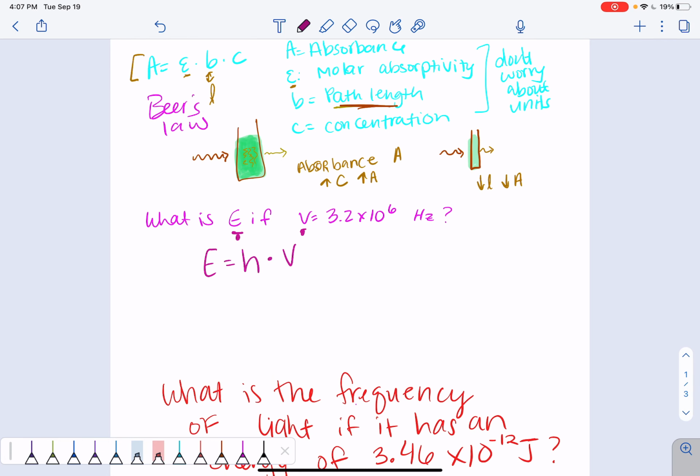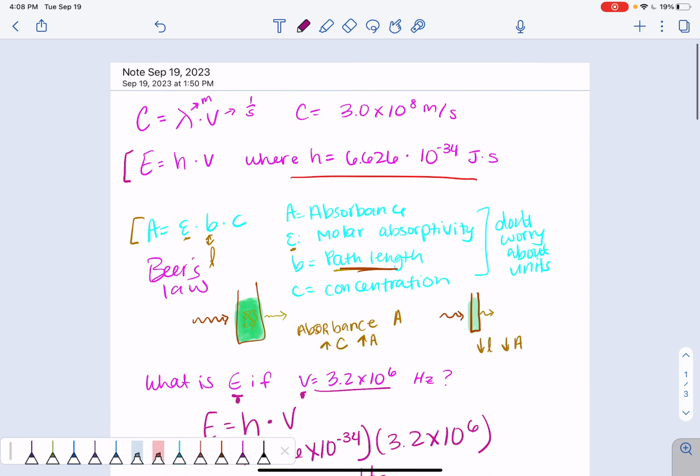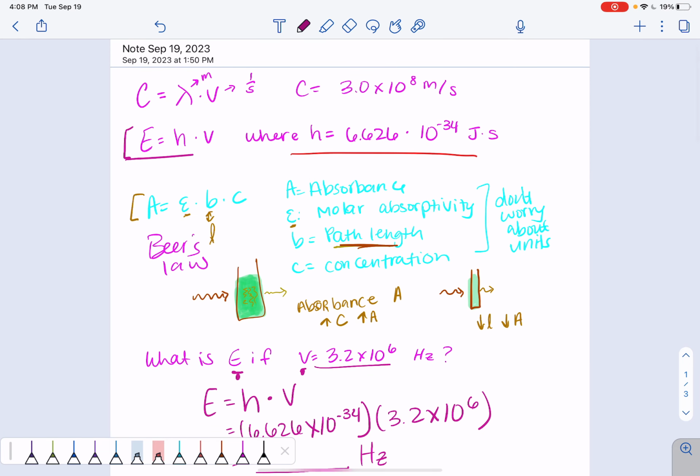All right, let's look at this one. What is the frequency of the light if it has an energy of 3.46 times 10 to the negative 12 joules? So again, we have E equals 3.46 times 10 to the negative 12 joules. We want to find frequency, which is V. Well, which equation has E and V? It's the same one again. So let's look at this equation. E equals H times V.